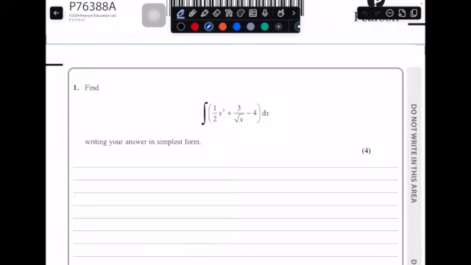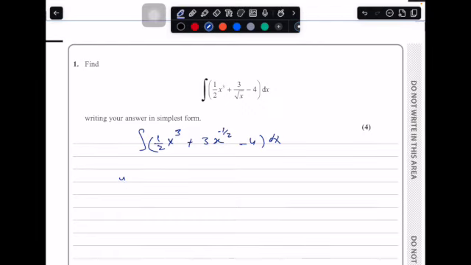Let's start with rewriting the expression in a form that can be integrated. So it's half x to the power of 3 plus 3x to the power of negative half minus 4 with respect to x. Now, let's integrate by adding 1 to the power and divide by the new power. So it's going to be like this.